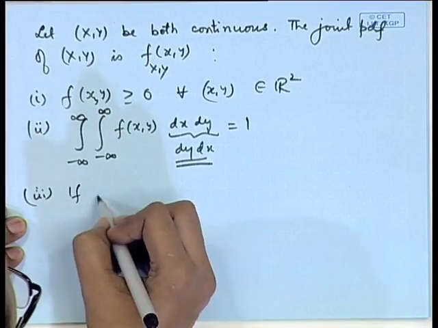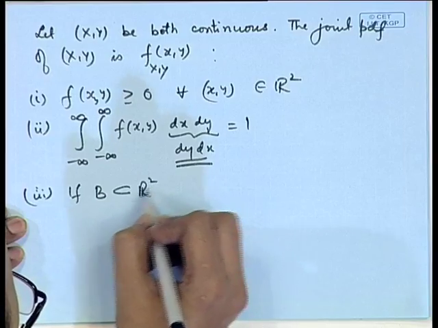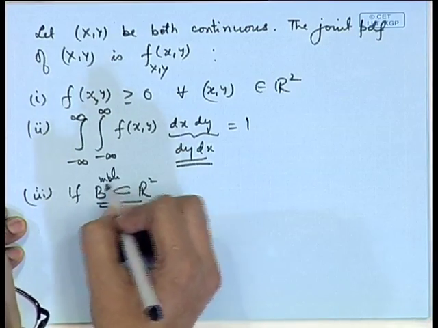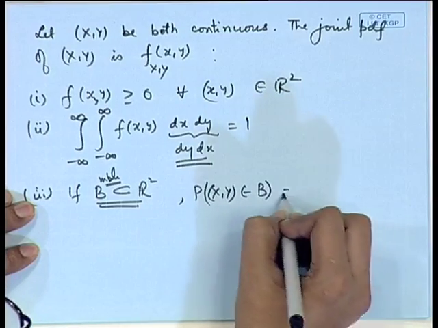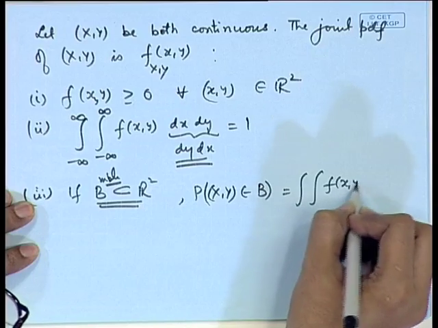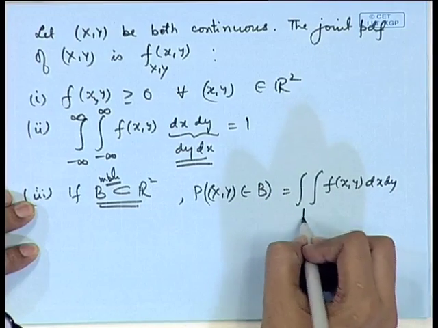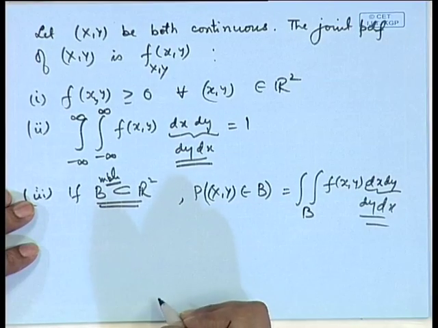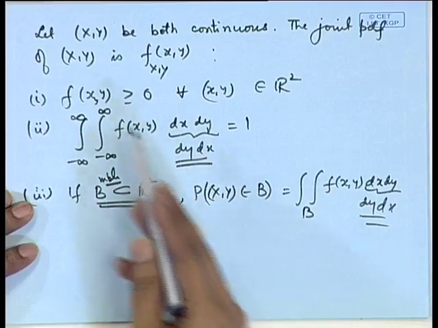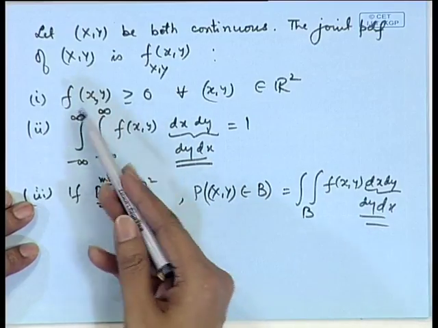If B is a measurable subset of R^2, then the probability of (x, y) belonging to B will be given by the integral of the density over the set B. Integration may be in any order. If the probability density function is given, we may be able to answer any probability statement related to the distribution of (x, y), the joint distribution or marginal distributions of x and y. Thank you.